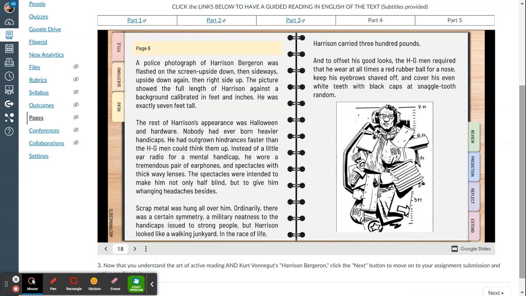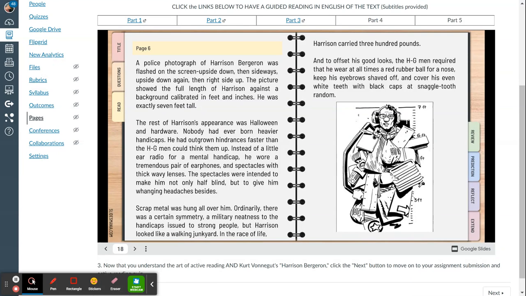Let's continue. The rest of Harrison's appearance was Halloween and hardware. Nobody had ever borne heavier handicaps. He had outgrown hindrances faster than the HG men could think them up. Instead of a little ear radio for a mental handicap, he wore a tremendous pair of earphones and spectacles with thick, wavy lenses. The spectacles were intended to make him not only half blind, but give him whanging headaches besides.